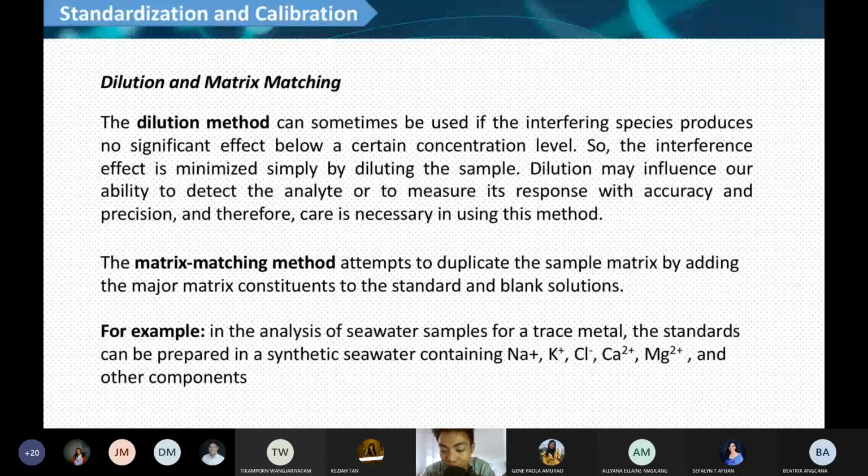And the last one would be matrix matching. Matrix matching is an attempt to duplicate the sample matrix by adding major matrix.